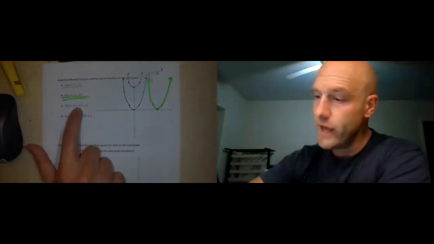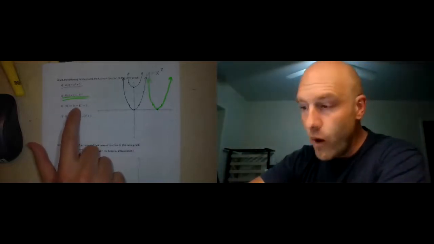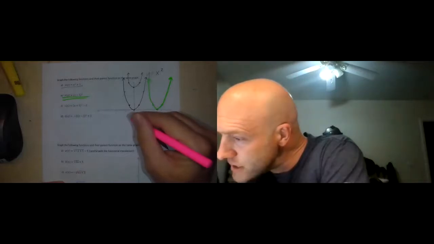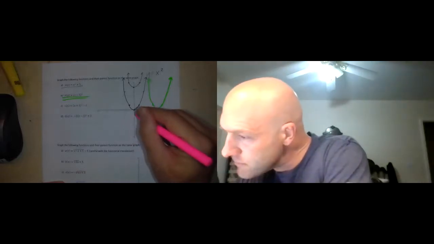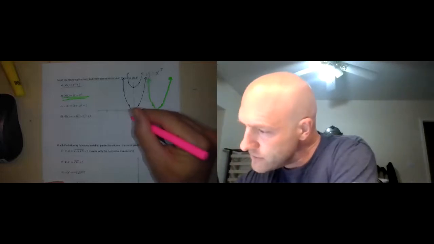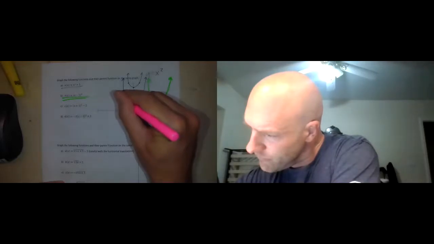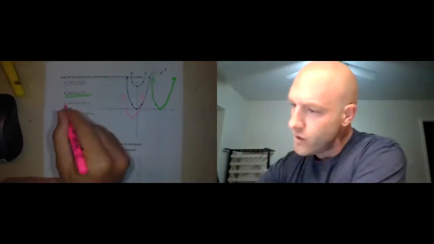The next one, we have a translation of 1 to the left and 2 down. So my vertex, yet another color here. Oh, I have one. Here it is. Will be 1 to the left and 2 down. And there is my vertex. Again, the other points kind of follow suit to do the same kind of thing. All right, so there is that one.